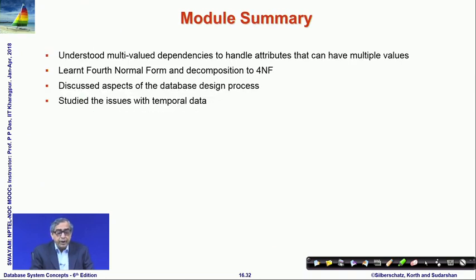So, to summarize, we have taken a full look into the multi-valued dependency and tried to understand what happens when your attributes get multiple values, learned the fourth normal form for that and the decomposition into that, and most importantly we have tried to summarize the core database design process that we have been discussing for the last 4 modules. This is the 5th one including this, and we have talked a little bit about the temporal data, and with this we close our discussions on the relational database design, and from the next module we will move on to other aspects of the database systems.